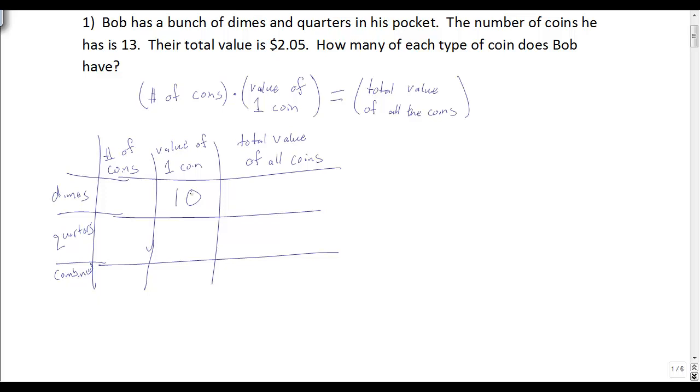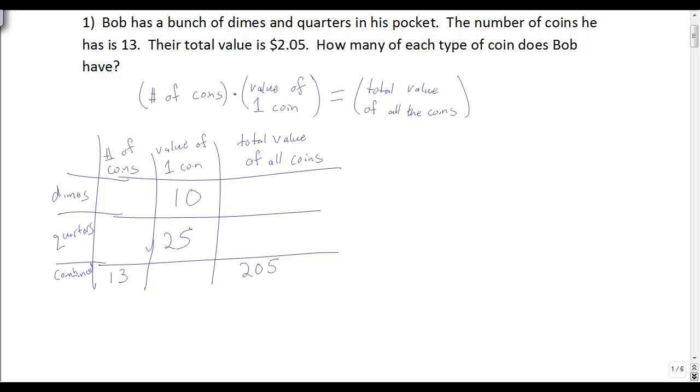We know the value of one dime is 10 cents. Let's fill in what else we know. The value of one quarter is 25 cents. We have 13 total coins, so combined, the number is 13. And their total value we're going to write as 205. Again, $2.05, but 205 cents matches 10 and 25.